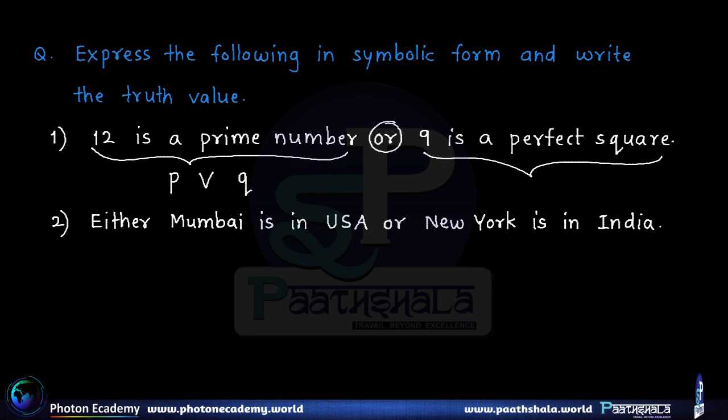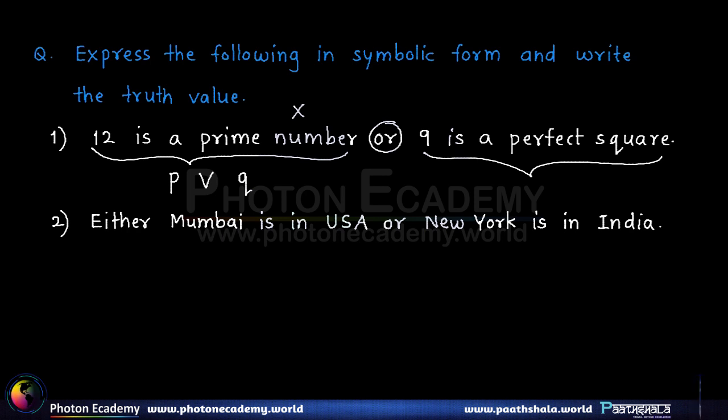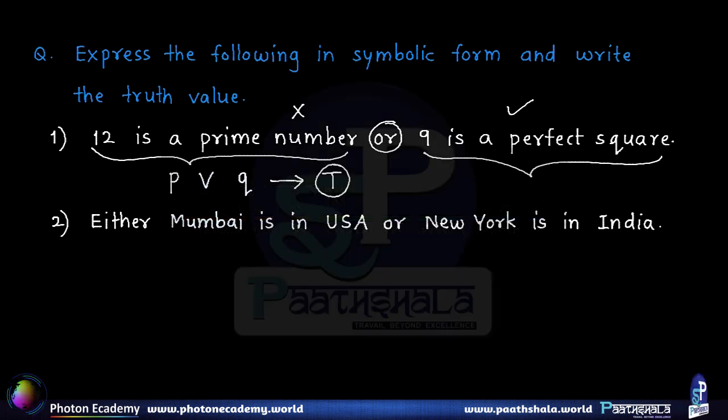Now let us see the truth values of the individual statements. 12 is a prime number. Is it true? It's not, because 12 is a composite number. So the first statement is false. And the second statement, 9 is a perfect square, is true. So since at least one of the individual statements is true, that makes the entire disjunction true.